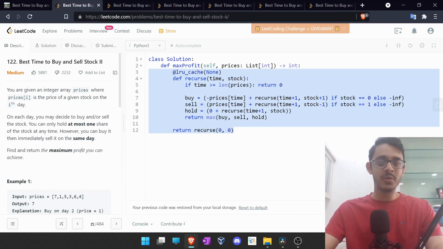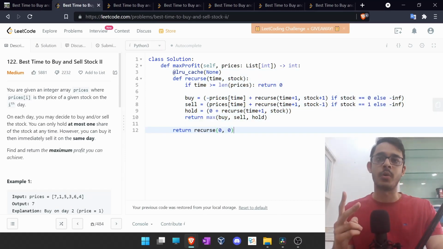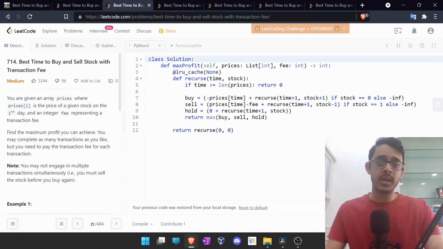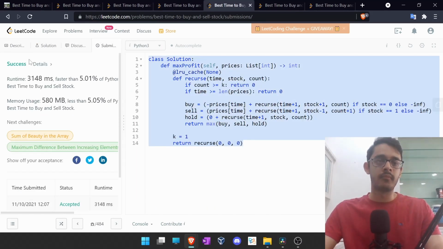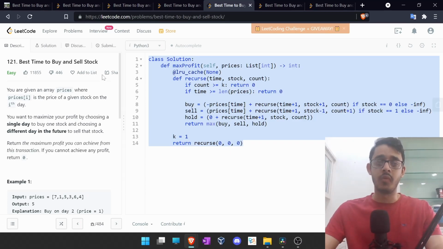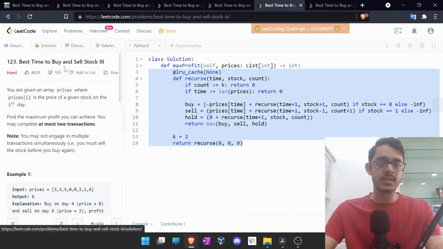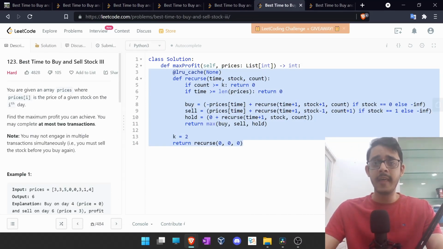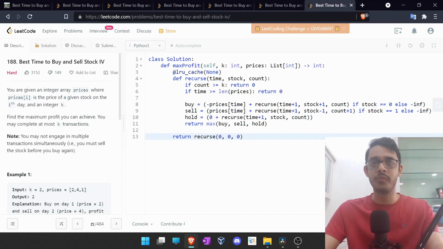If you realize, we only made very small modifications after we have done best time to buy and sell stock 2. For the fee modification, we added a transaction fee over here. For the cooldown modification, we added extra time. When it came to best time to buy and sell stock 1, which had the upper limit on number of transactions, we added an extra parameter. Similarly, in the case of best time to buy and sell stock 3, we have this parameter set to 2. And finally, in best time to buy and sell stock 4, we have this parameter given to us already.